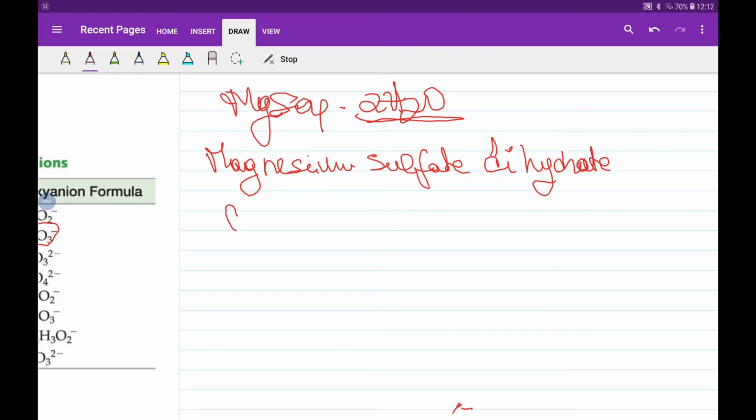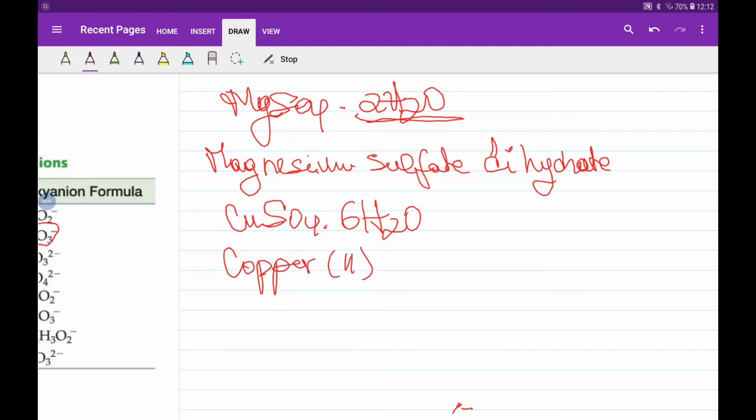We can look at this compound. This is copper 2 sulfate hexahydrate. So we have 6 water molecules, so therefore it's hexahydrate. We use the same prefixes that we've used earlier.